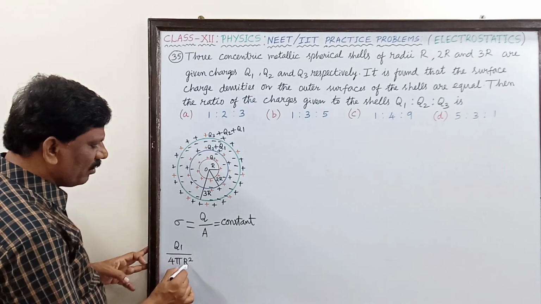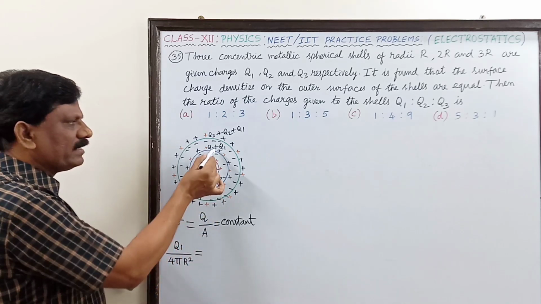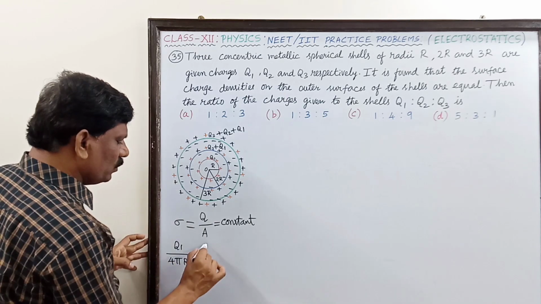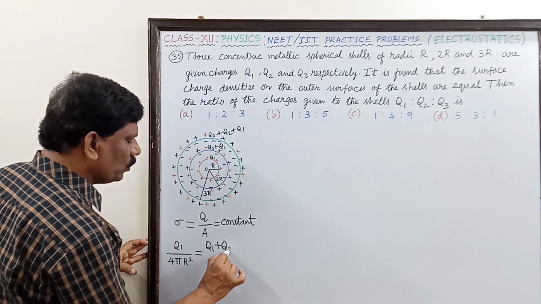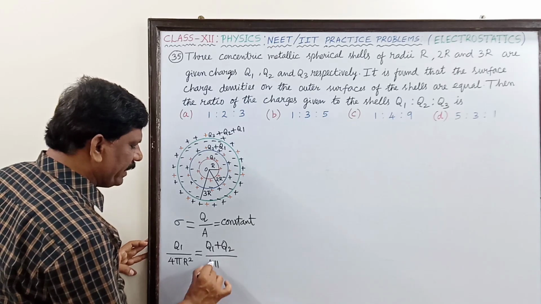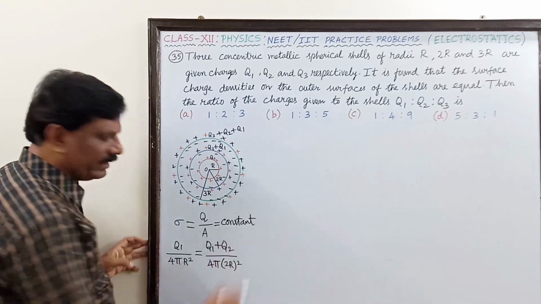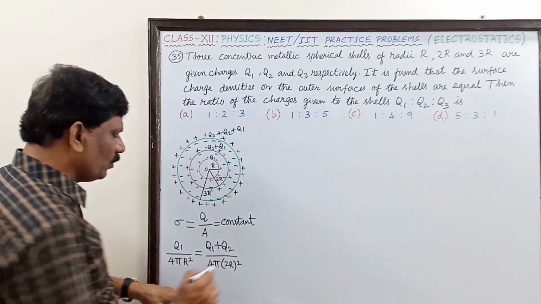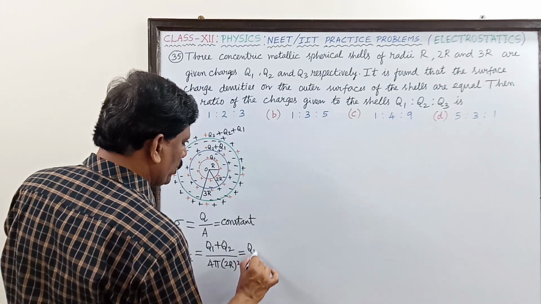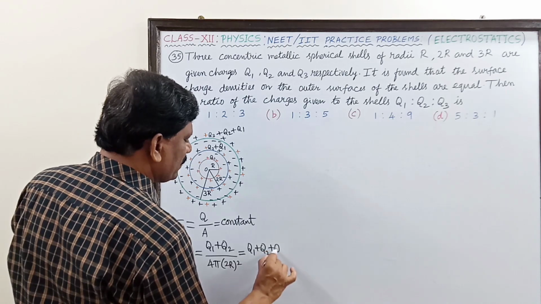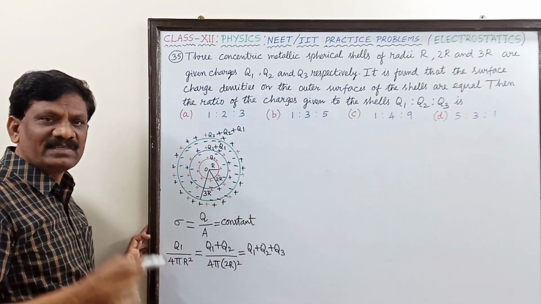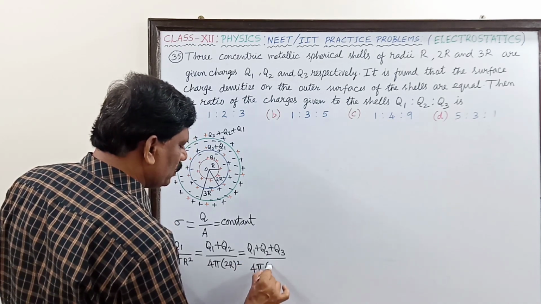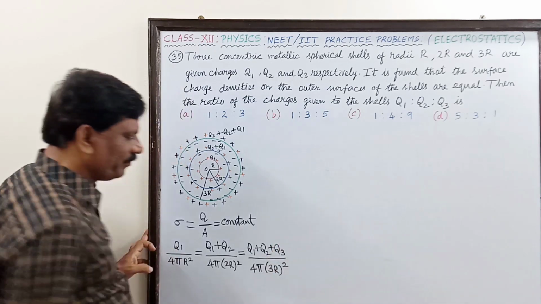So Q1 divided by 4 pi R square must be equal to the charge present on the outer surface of the second shell. The net charge is Q1 plus Q2, so this is Q1 plus Q2 divided by 4 pi into 2R the whole square. Care should be taken because R2 is equal to twice the radius R, so 2R the whole square. And this is now equal to Q1 plus Q2 plus Q3, that is the charge present on the outer surface of the third shell, divided by its surface area, 4 pi into 3R the whole square.